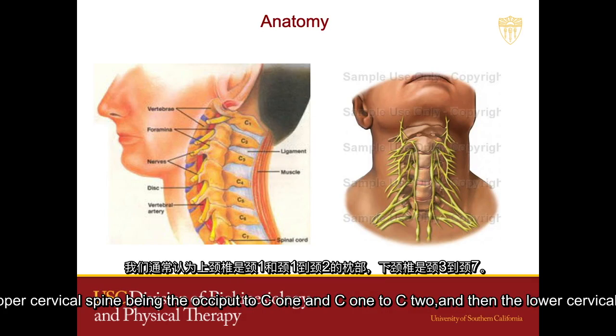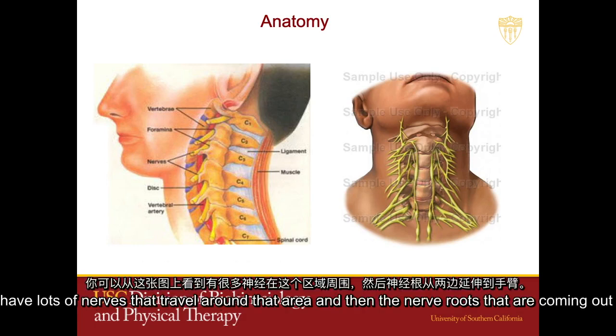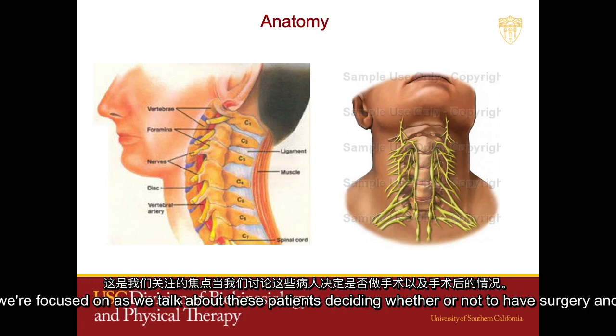We generally consider the upper cervical spine being the occiput to C1 and C1 to C2. And then the lower cervical spine is C3 to C7. And you can see from the picture here, we have lots of nerves that travel around that area, and then the nerve roots that are coming out of either side that travel down the arms. And that's really what we're focused on as we talk about these patients deciding whether or not to have surgery and then post-operatively.